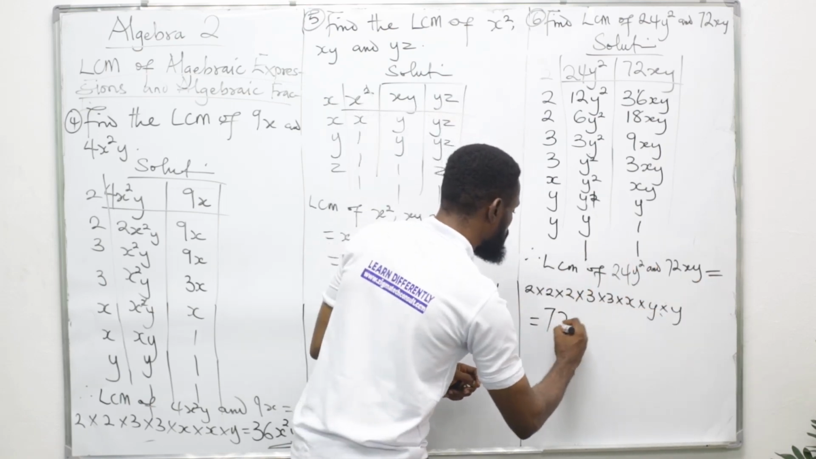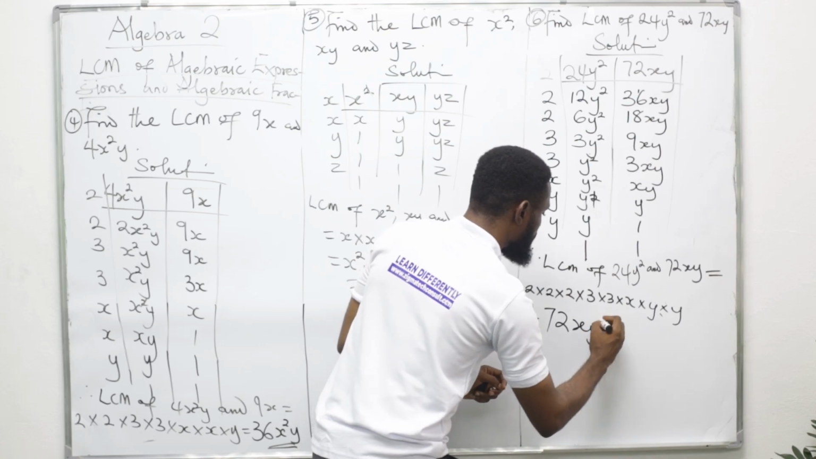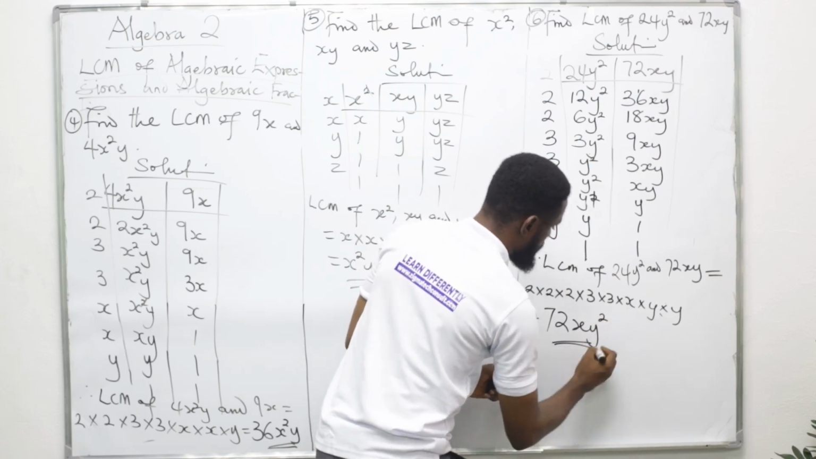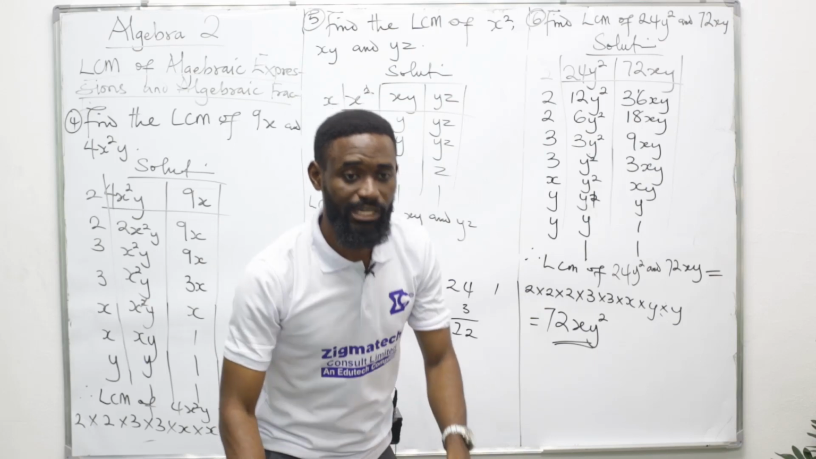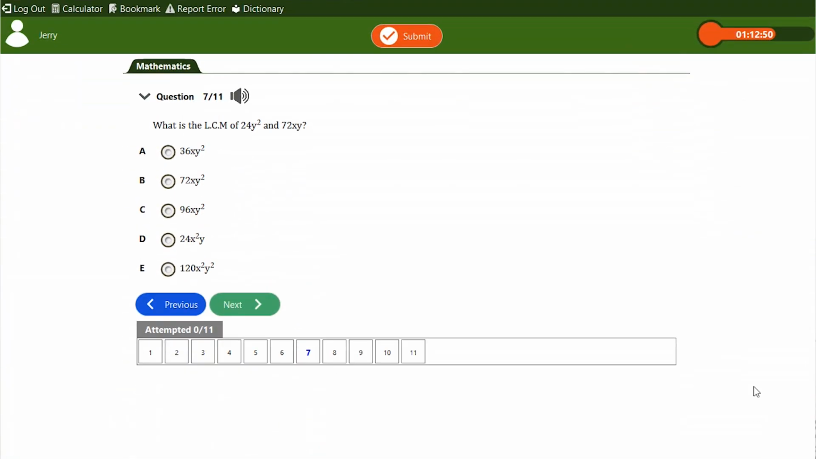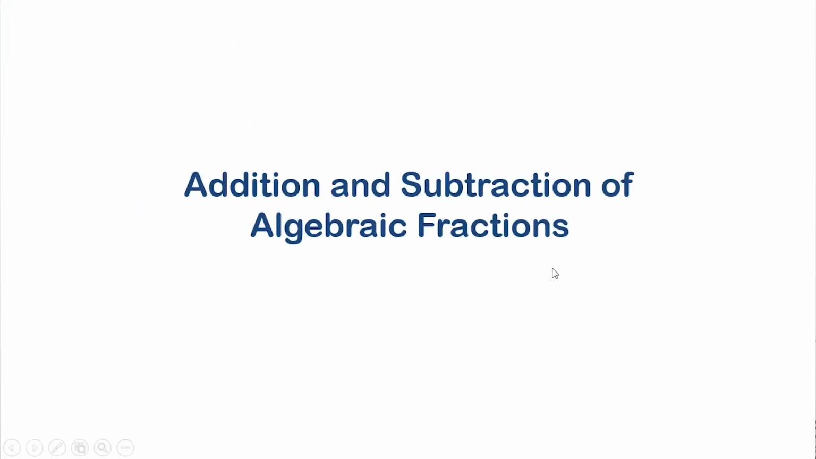So this is 72xy squared. So that is our answer. So the correct option there is option B. All right? Okay, so that is our correct option. So let's look at addition and subtractions of algebraic fractions.